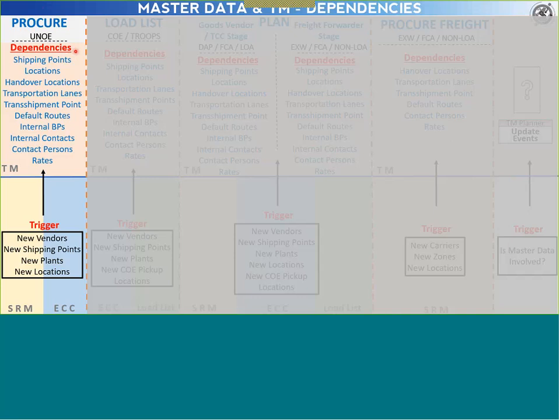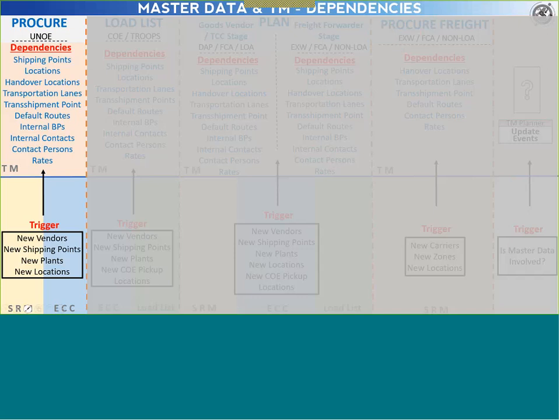I took the liberty to write down some dependencies here in TM and what would trigger them in SRM and ECC. So what we call vendors, shipping points, plants, locations, any of these that were new or changed that weren't there before would automatically have an impact in TM and would be related directly to shipping points, locations, handover locations, transportation lanes, and so on. I've created one of these for each, let's say, a phase in the process, right? Whether it's procurement, load list, planning, procurement, freight. Okay, so I can send this to you after the WebEx so you can see what would trigger what thing in each system. But let's keep moving on.